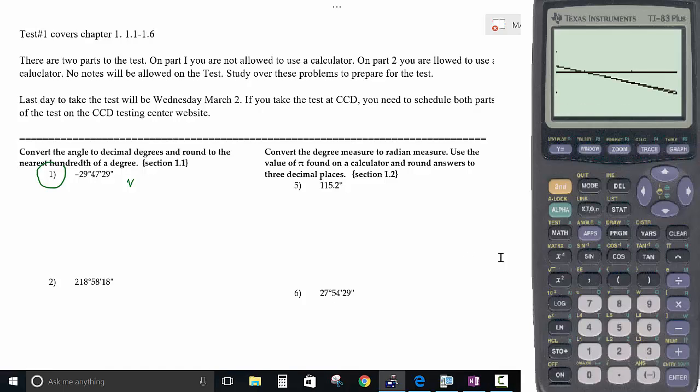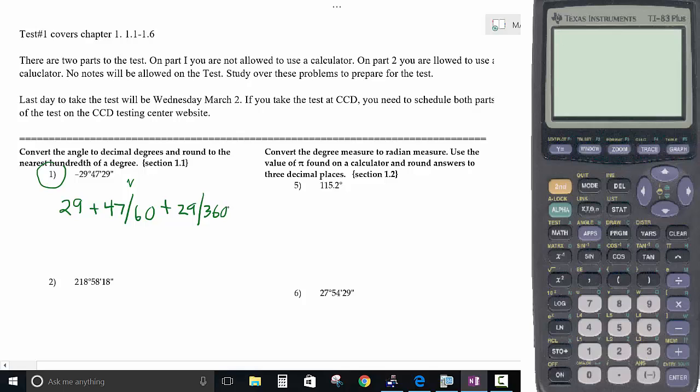So the first thing that you could do is don't put the negative in. I always see students put this negative in here. So what you could do is go 29 plus 47 divided by 60, since there's 60 minutes in a degree, and then plus 29 over 3600, since there's 3600 seconds in a degree. Now, you can put it in just like this, but don't put the negative in because I'll show you what happens. That's a real common mistake.